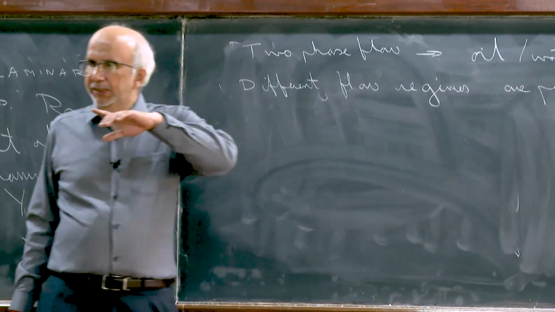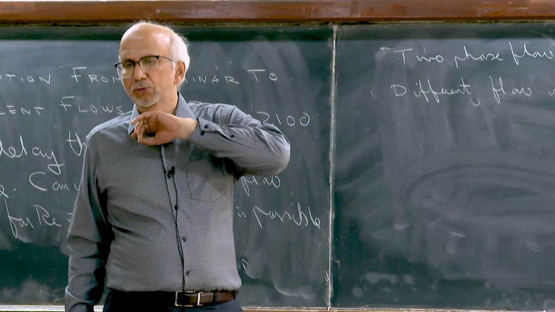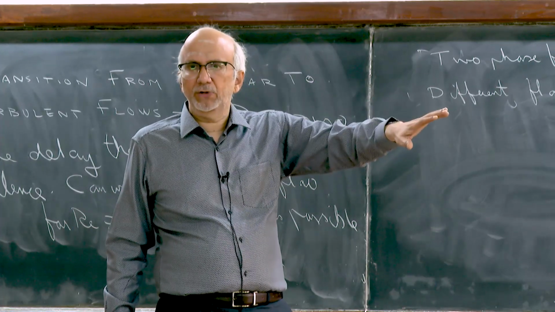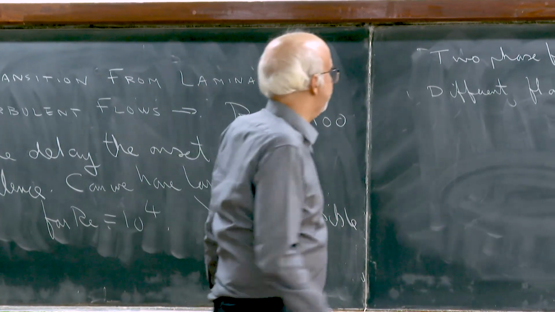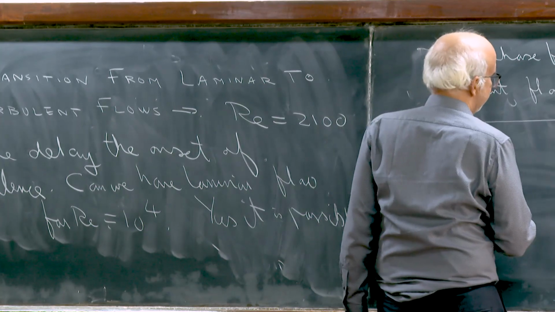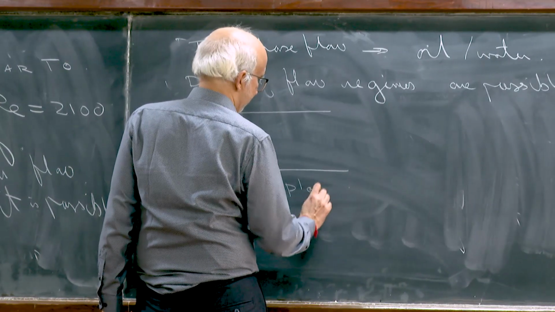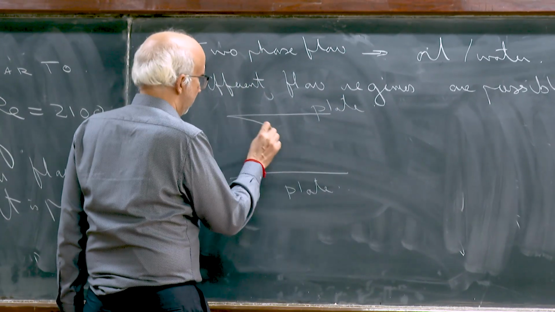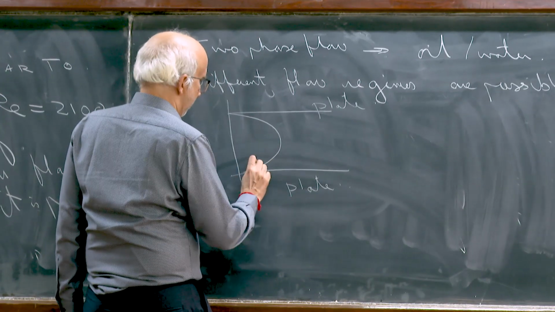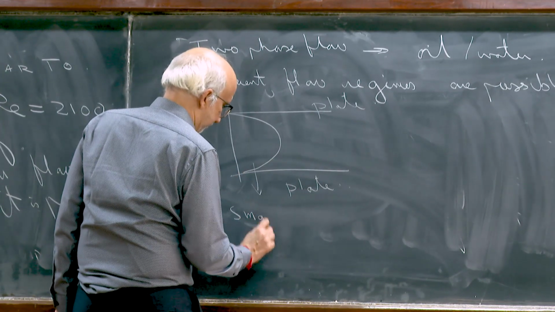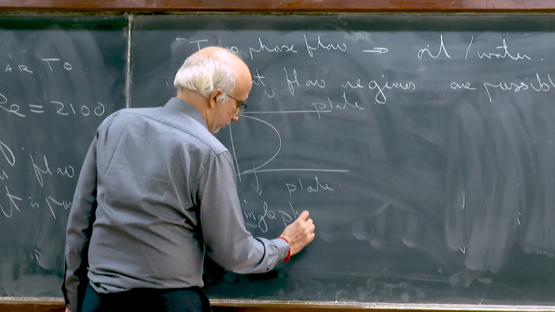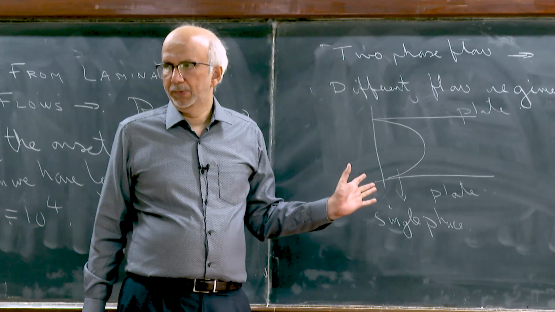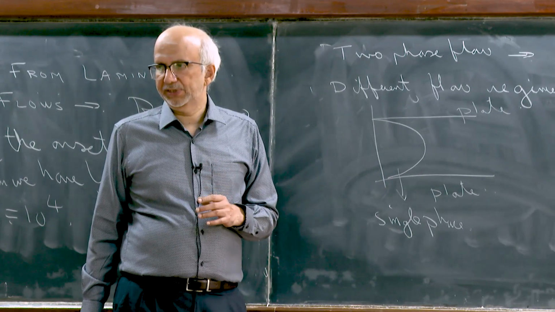For example, the extension of the laminar flow. In the single phase flow, we had laminar. So, what will be the analog of laminar flow here? Supposing you have flow between parallel plates, this is a plate and this is a plate here. If it is single phase, that is your laminar flow profile, provided your Reynolds number is sufficiently low.